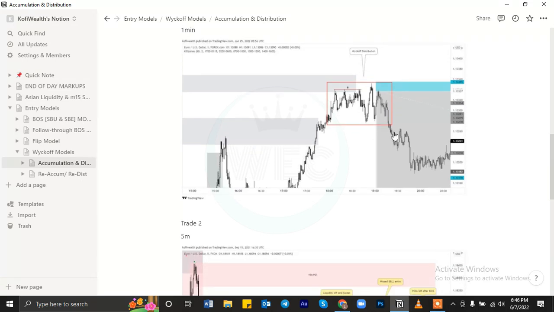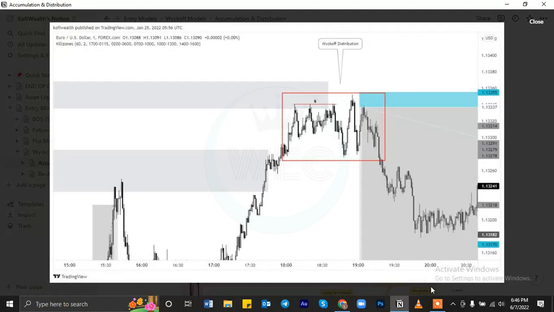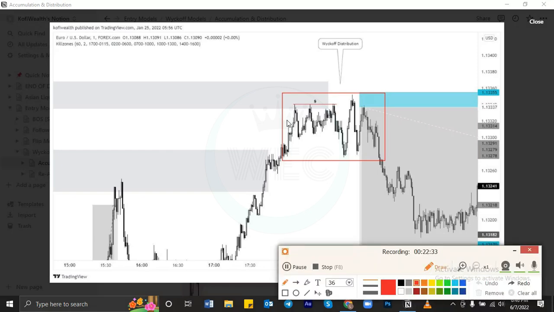We are going to see that on the 1-minute time frame, we had this beautiful distribution schematic, right? So my entry was right there on the test, right? And then price just flew to the downside. If you missed this entry right here, you could have had another entry, and this would have been a follow-through break of structure entry model, right? So we had this push to the downside, price comes back, and you could have taken that entry to the downside. Okay, so this is a typical example of a distribution.